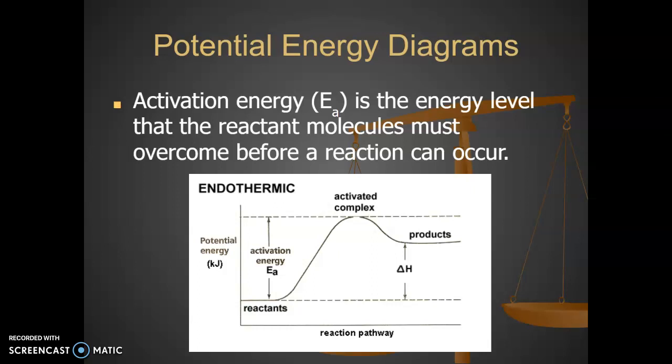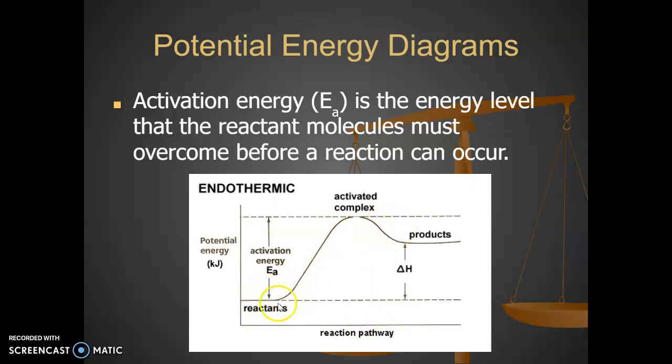So here on the screen, we have our energy diagram, right? On our y-axis, we have our potential energy. Typically, this will be in joules or kilojoules, some kind of energy measurement. And then on our x-axis, we have our reaction pathway. So this is basically just saying this is the reaction that's taking place over time, this is what's happening.